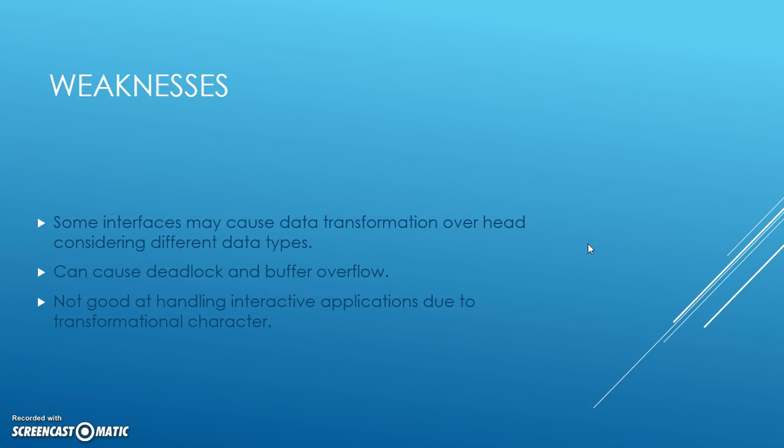Let's suppose you have a filter that needs all of the data from the previous filters to produce its output. So it has to save all that data and then produce the output. This can cause buffer overflow and also cause deadlock. One more disadvantage is that the system is not so good for handling interactive applications where you want rapid responses.